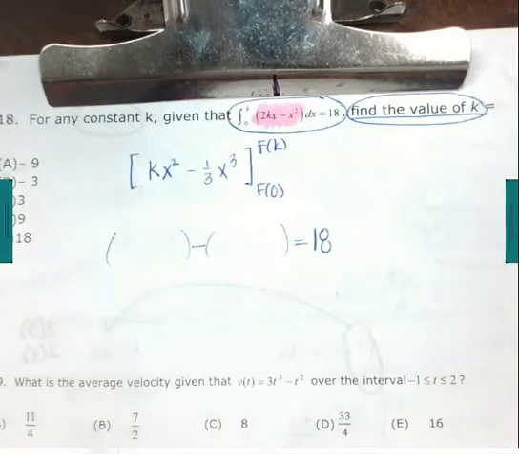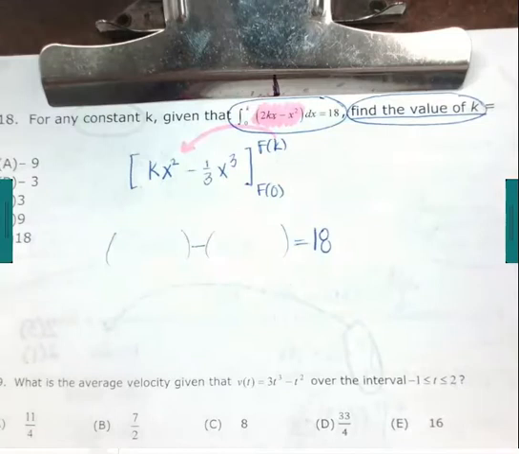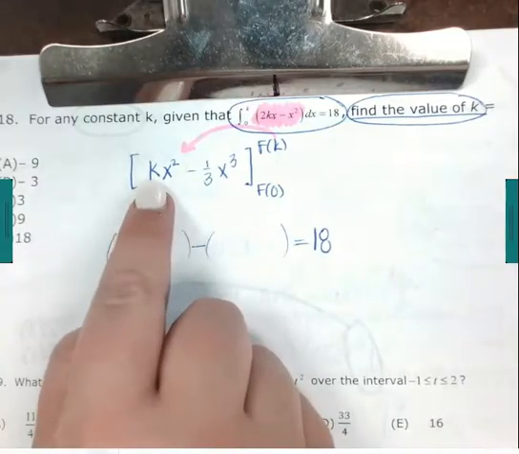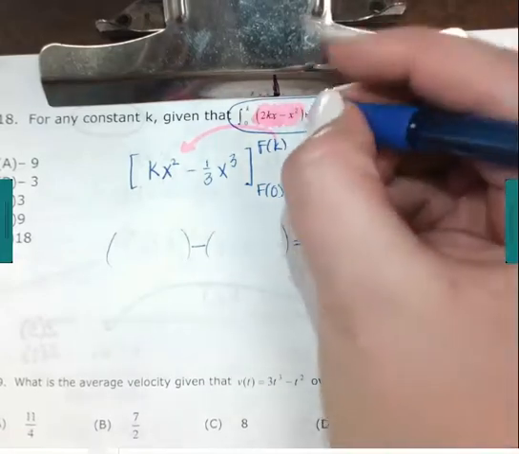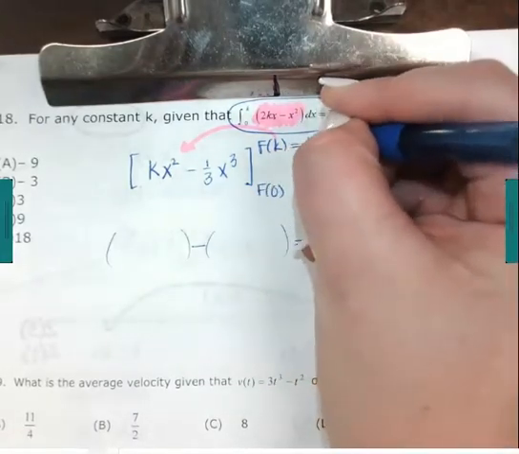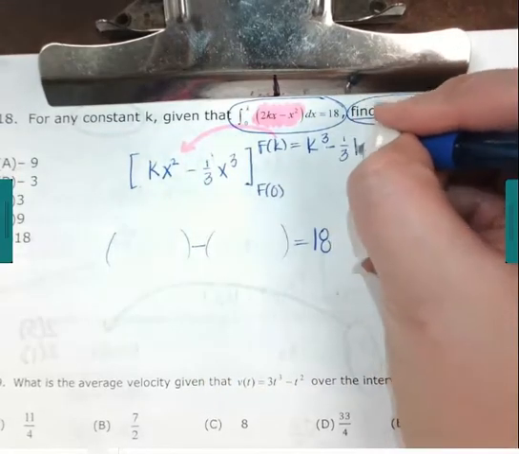And then next I want to plug in k. What happens when I do k squared times another k? K cubed. So I get k cubed on top minus, and then I have 1/3 of k cubed again.